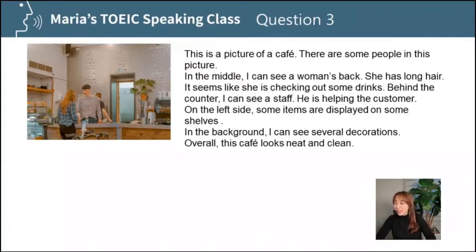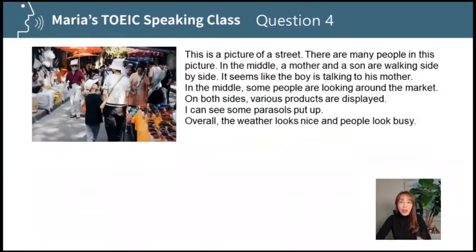이렇게 해보실 수가 있겠습니다. 또 볼게요. 4번에선 또 이렇게 할 수 있겠죠? This is a picture of a street. There are many people in this picture. In the middle, a mother and son are walking side by side. 엄마랑 아들이 나란히 걸어가요. It seems like the boy is talking to his mother. 아이가 엄마한테 얘기하는 것 같아요.